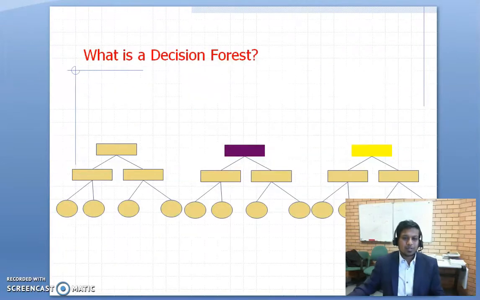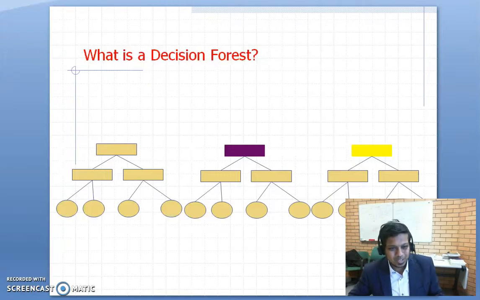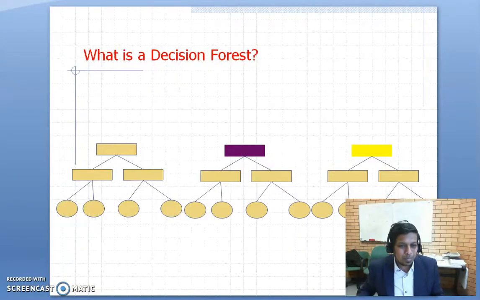Now, obviously, the very first question is, what is a decision forest? Forest CERN is a decision forest algorithm, but first we need to understand what is a decision forest. Simply speaking, a decision forest is a set of decision trees. It is an ensemble of a number of decision trees.